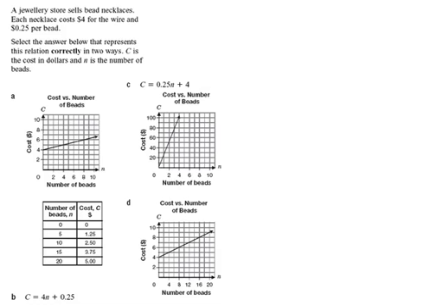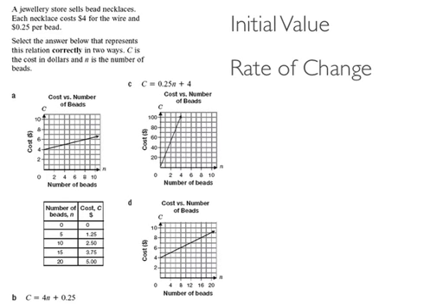In this example, we're given that a jewelry store sells bead necklaces. Each necklace costs $4 for the wire and 25 cents per bead, and we're asked to pick the answer that represents this relationship correctly in two ways. So let's begin by defining the initial value and the rate of change.